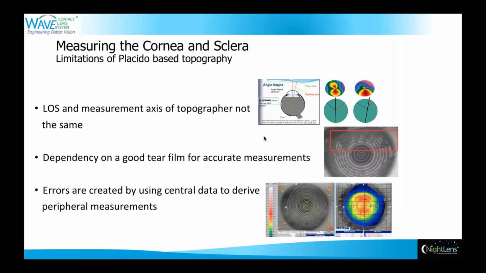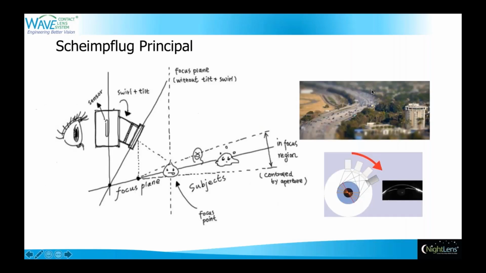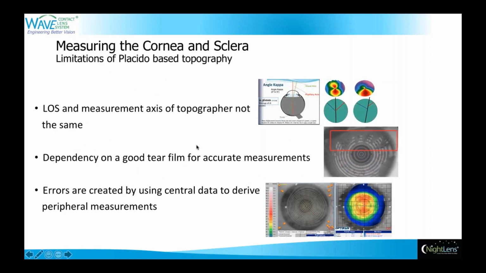So some of the limitations of placido disc: if the line of sight and the measurement axis of the topographer are not the same, that's angle kappa. And be it angle kappa errors, or if the patient's just not fixating properly, you can see up here, you can get a pseudokeratoconus. And of course, if you were to design two different wave lenses for the same cornea, you're going to come up with two very different outcomes.